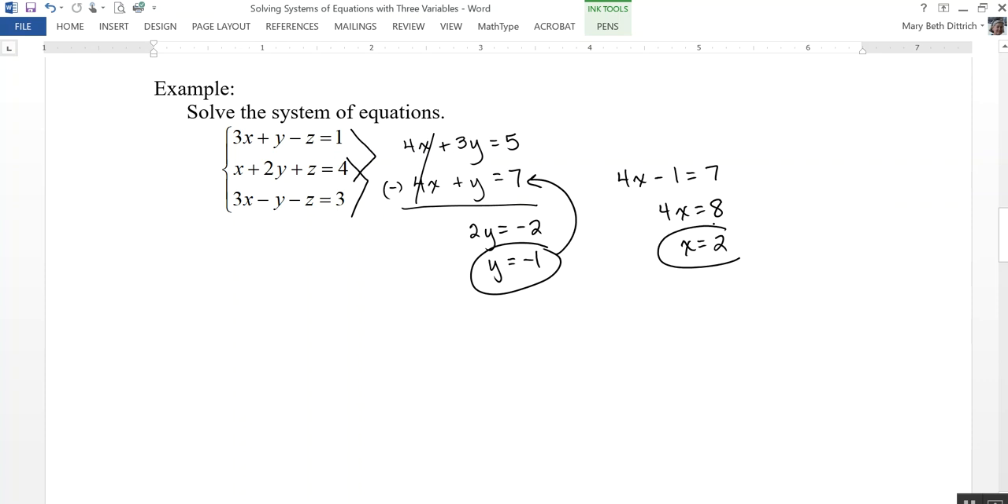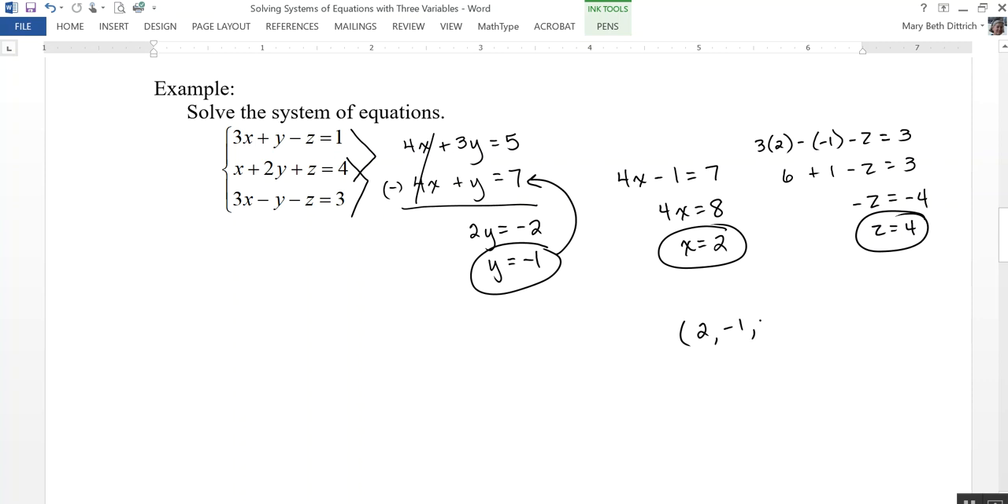That gives me my x value, and now I'll plug that x and y into either of these equations here. Maybe I'll just go with the bottom one here. So I have 3 times 2 minus negative 1 minus z equals 3. So 6 plus 1 minus z is equal to 3. So negative z is equal to, so that's going to give me a 7, subtracting 7 on each side, negative 4, or z is equal to 4. And so my final answer is the ordered triple, 2, negative 1, 4. And that is the value of x, y, and z that works in all three of those equations.